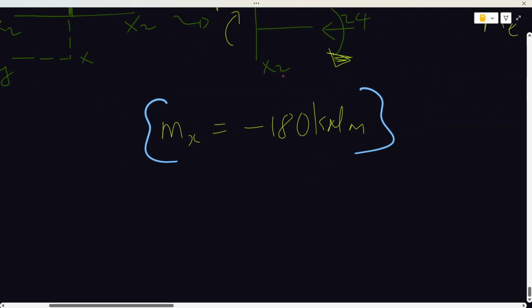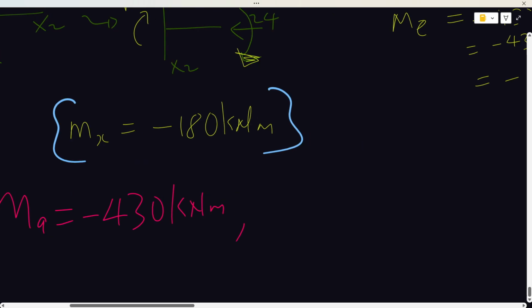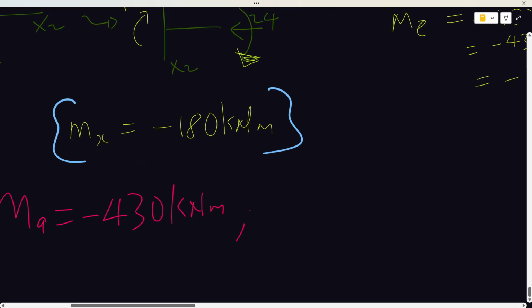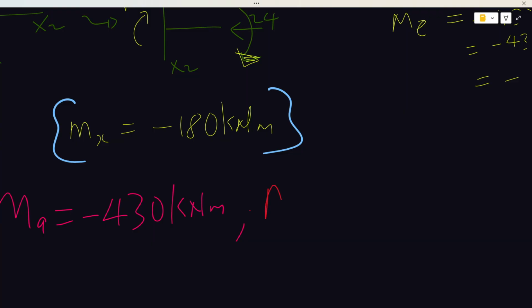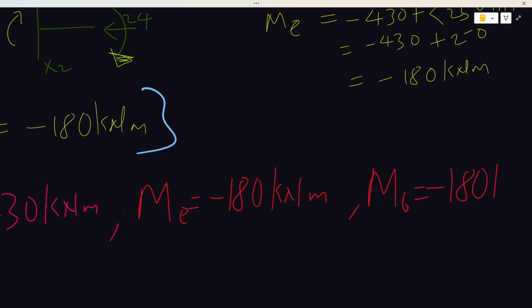So it means that I have MA minus 430 kilonewton meter, ME minus 180 kilonewton meter, MB minus 180 kilonewton meter.